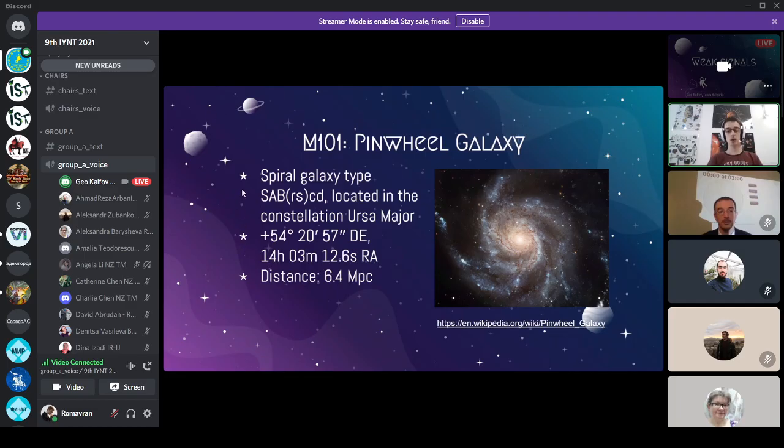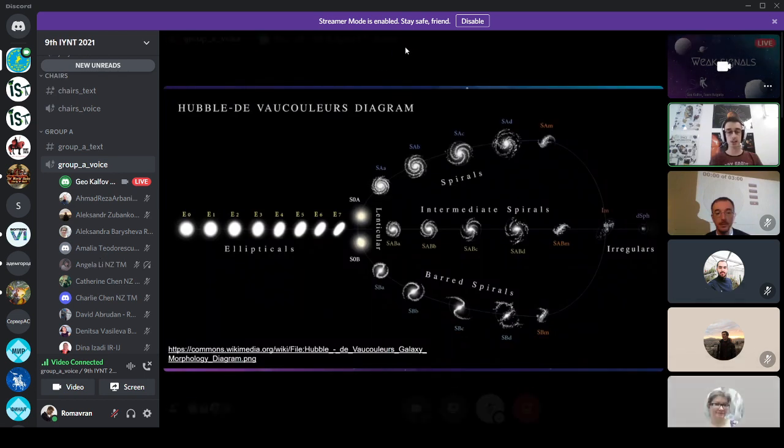Look in the noise. And for our investigation, we decided to explore a distant space object with a low signal to noise ratio. For our object, we decided to use the M101 Pinwheel Galaxy. It is a spiral galaxy located in the constellation Ursa Major. Its coordinates in declination and right ascension are displayed here. The distance to the galaxy is 6.4 megaparsec. On the Hubble-de Vaucouleurs diagram of galaxies, it sits right here on the branch of intermediate spirals.